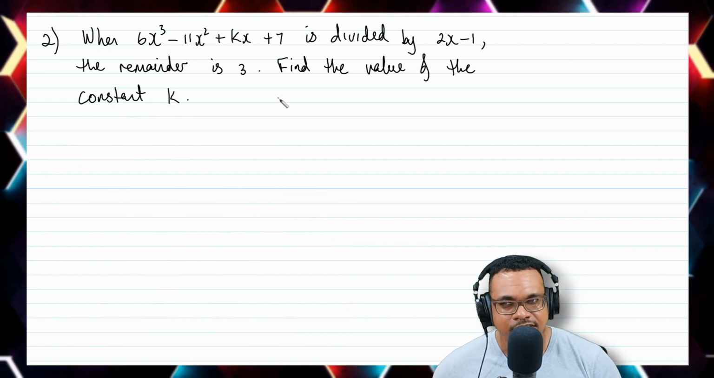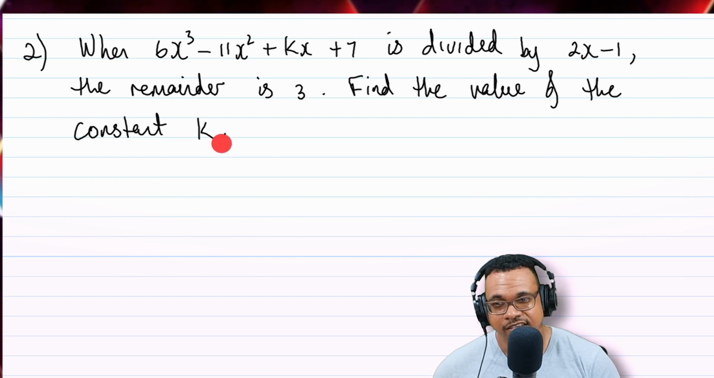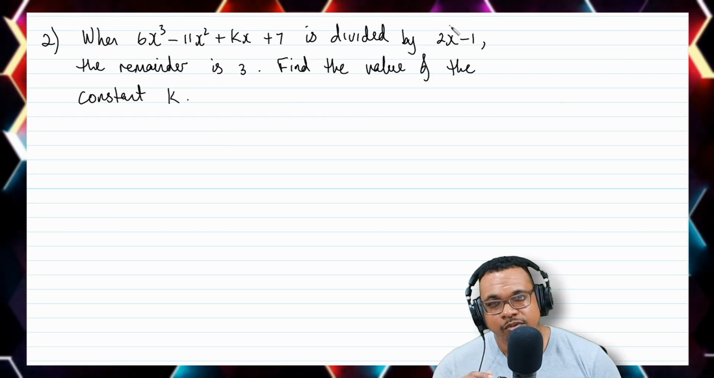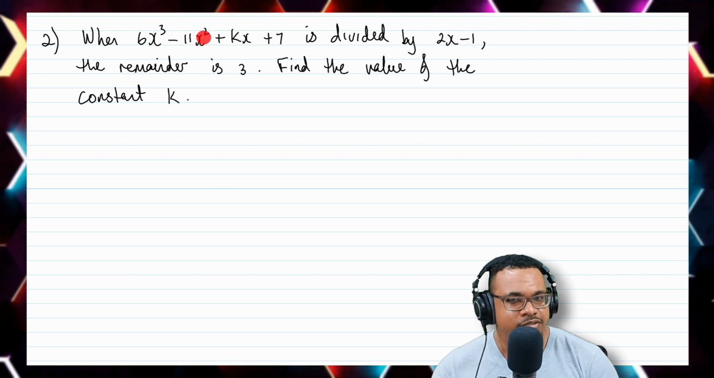So in my second question here, I have this polynomial that is divided by this linear expression, 2x take away 1, and we're saying that the remainder is equal to 3. Now we want to find the value of the constant k. So this k is a constant, which is here, and we have our variable, which is x. So this 2x take away 1 will be our divisor, and this polynomial here would be our dividend.